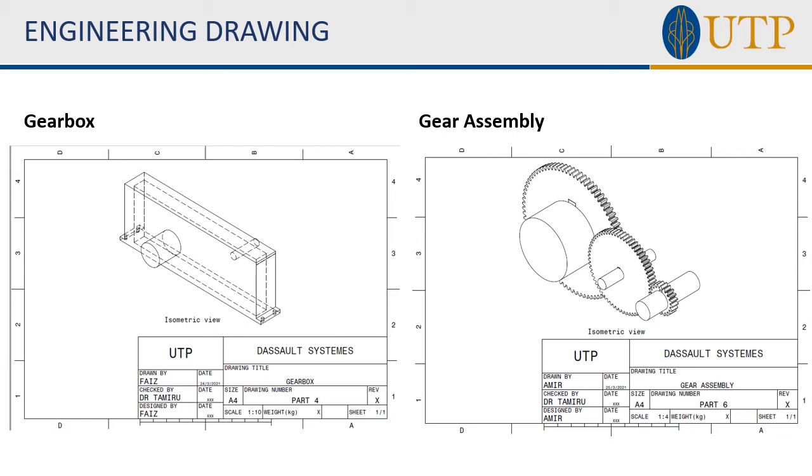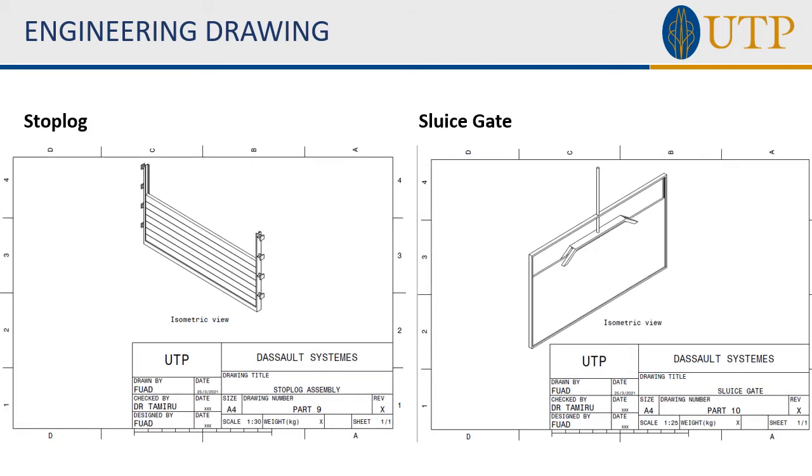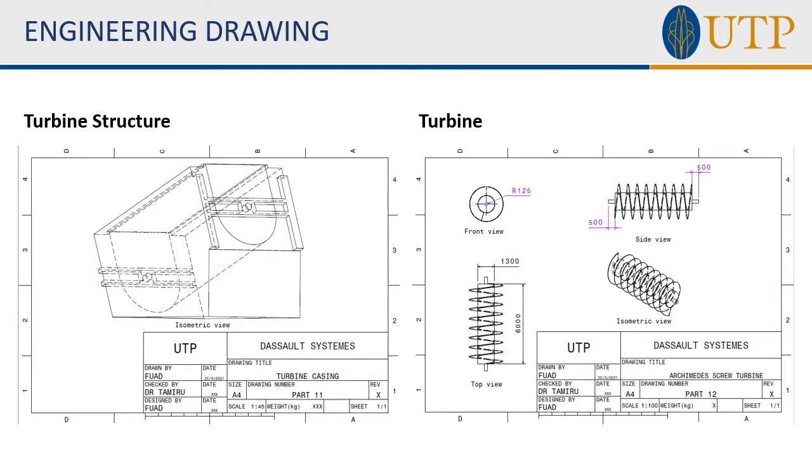For the next part, I will show some of the engineering drawings that have been done during this project. The first and second are our gearbox and the gear assembly inside of the gearbox. Next is the stop lock and sluice gate. And the next part is the turbine structure and also the turbine.